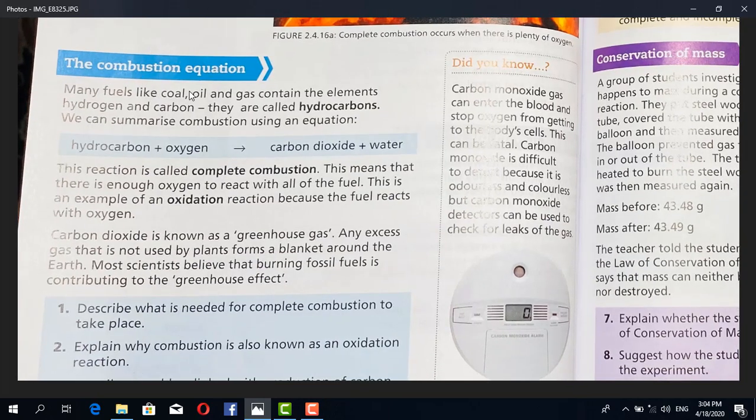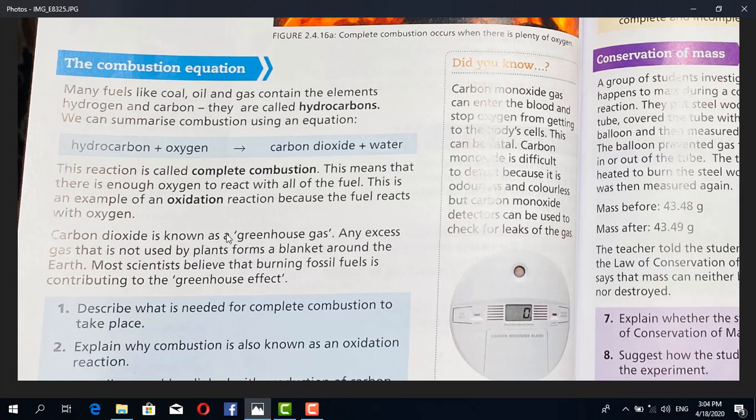Many fuels like coal, oil, and gas contain the elements hydrogen and carbon. They are called hydrocarbons. Hydrocarbon with oxygen gives me carbon dioxide and water. This reaction we call complete combustion. This means that there is enough oxygen to react with all the fuel. And this is an example of oxidation. Oxidation is adding oxygen to the reaction.